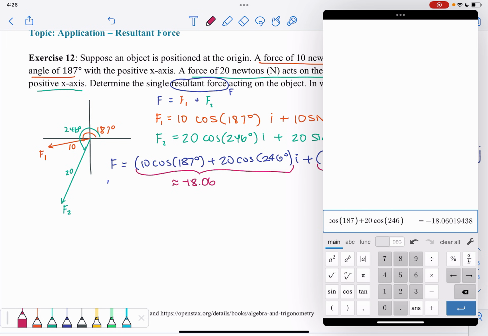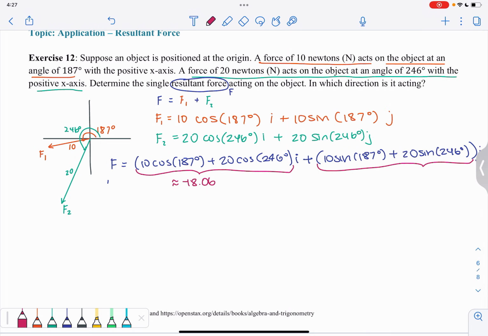And then, what do I need for my other one? The other ones I just need sine. So I need 10 sine of 187, parentheses, plus 20 sine of, what was my other angle? 246. So I get negative 19.49. This will help me just do my calculations from here because, again, it gets a little bit hairy.